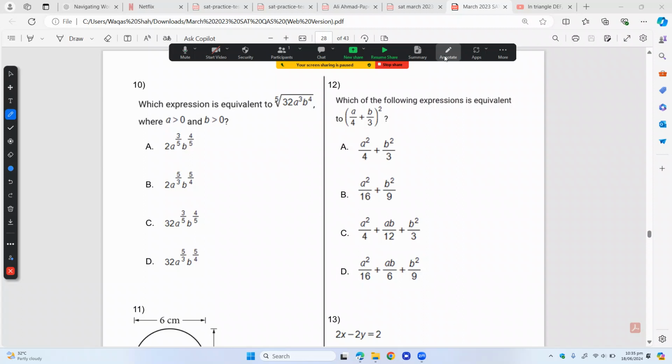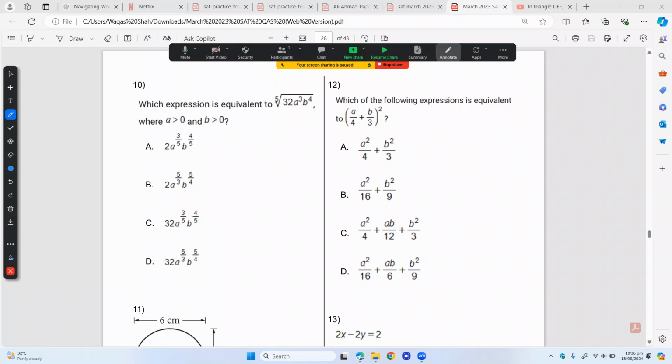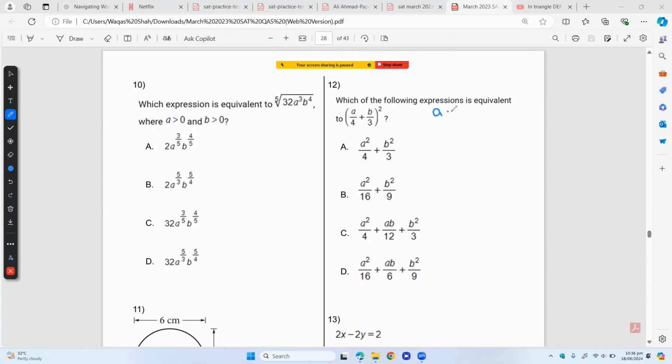Student, look at question 12. Which of the following expressions is equivalent to this one? Here we can use the formula of a plus b whole square, which is equal to a square plus 2ab plus b square. Applying this formula on this expression, we have a square by b square plus b is 4, so it will be 16.